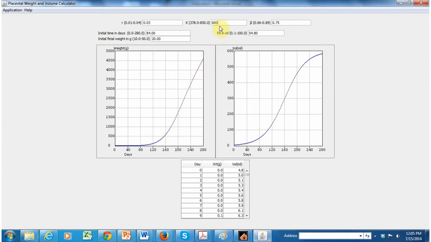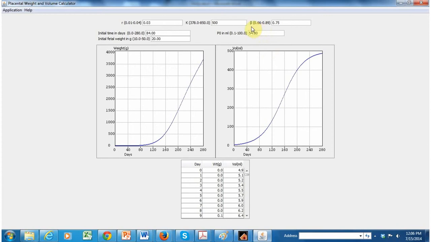So the value of K, although it's related to the placenta, it also affects the fetal weight, and we can see that impact right away. Now I'm going to lower it back down to the average value, which is around 500. And next I'm going to go to this value beta.